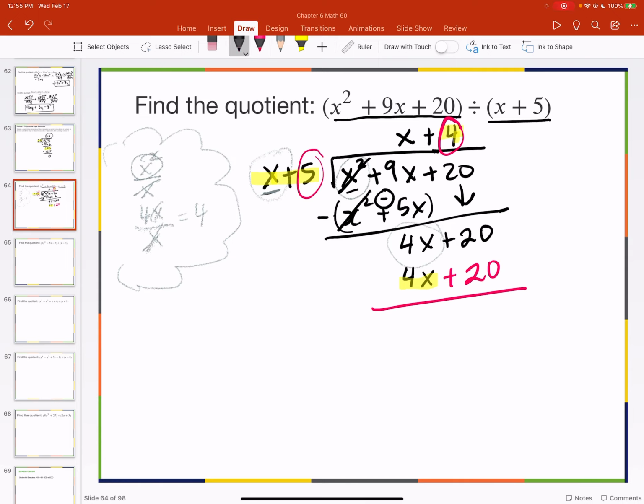Okay, and now I'm going to subtract it. Since I'm subtracting everything, this minus changes the second sign. So 4x minus 4x, that's just 0. 20 minus 20 is also 0. So my answer is x plus 4. Okay, let's do a couple more.